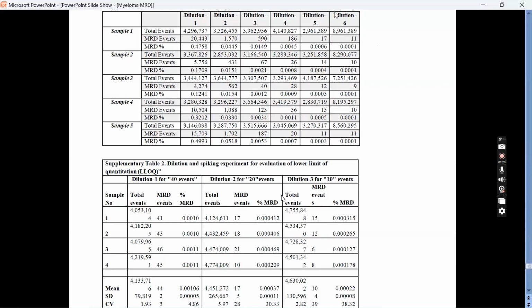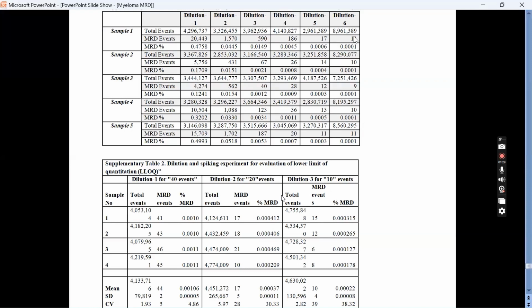This is the way you validate that LOD. Theoretically you can derive LOD, but you should show that it is practically possible to detect the leukemic events at that LOD, in this case 10. You see that in sample 1, they are able to touch that. In sample 2, they are able to touch it. Similarly, in sample 3, they are almost there, at 9. In sample 4, they are touching it. In sample 5, they are also touching it. So when you are able to touch it consistently with 5 samples, then you can take your LOD as 10 and you have validated it.